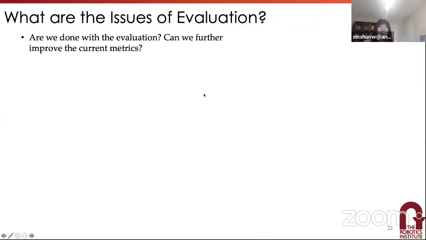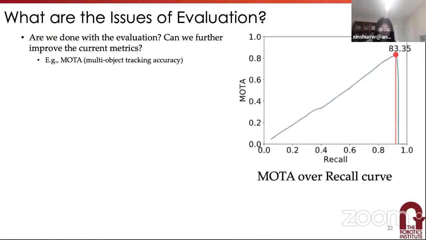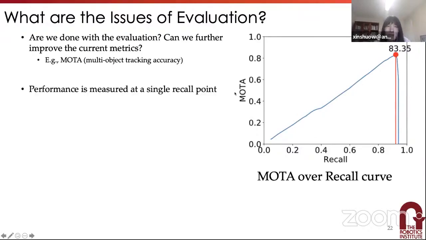Okay, so now we have the 3D metrics, and that's good. But are we done with the evaluation? Is there anything that we can improve further? Well, let's first review one of the important metrics, which is the multi-object tracking accuracy, abbreviated as MOTA. We can see in the figure here that the MOTA performance changes at different recall points, being the highest when we choose the recall point as about 0.9 here. So we can see that MOTA performance is measured at a single recall point, while ignoring all other points on the curve.